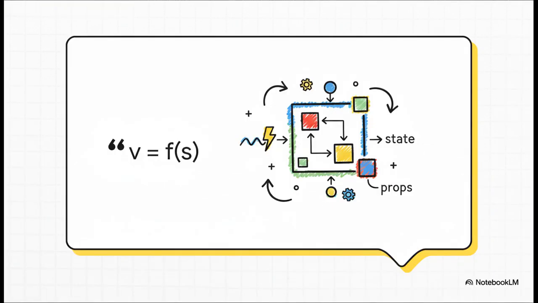Okay, let's start with the one idea that if you get this, you'll get React. It all boils down to the simple little formula, v equals f of s. The view is a function of the state. What does that really mean? It means your UI, what the user sees, is just a direct result of your app's data. You change the data, the state, and poof, the view automatically updates to match. That's it. That's the core philosophy.